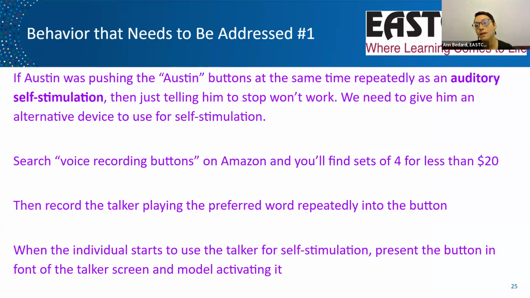They can't do it on their talker, but they can do it on this button. If you search voice recording buttons on Amazon nowadays, you can find the equivalent of what like a $200 Big Mac does. You can get a set of 4 for less than $20. So for Austin, I would recommend that somebody be ready to record the button as somebody else is pushing Austin, Austin. And now that is recorded on the button.